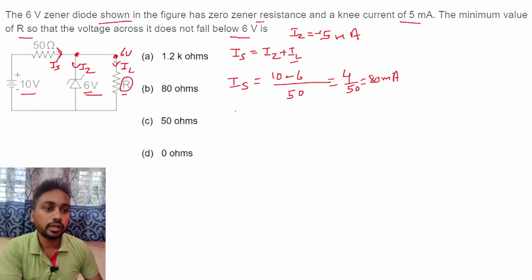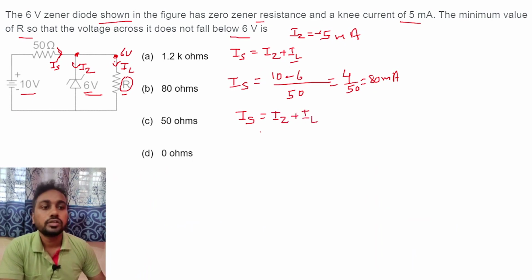Now we know the IS value. If we put it in the formula IS equals IZ plus IL, that is KCL, we have to find IL. So IL equals IS minus IZ. So IS is how much?